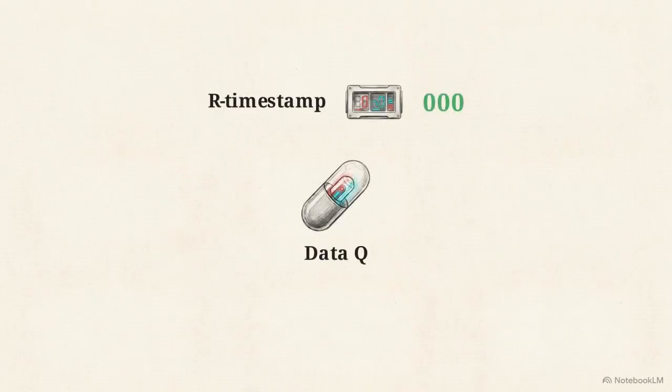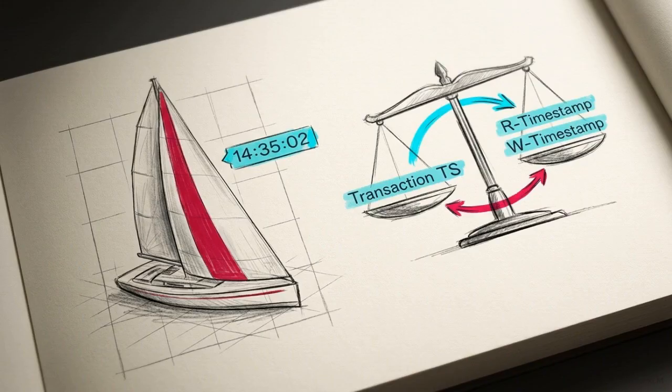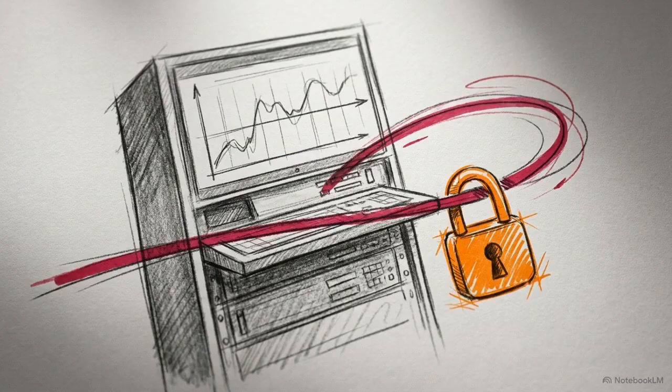Every data item maintains an R timestamp. This is a digital log of the most recent transaction to read this specific coordinate. It also tracks a W timestamp, recording the timestamp of the last transaction to modify its value. As a boat navigates, the system constantly compares the transaction's timestamp against these two stored values. These tags allow the concurrency control manager to determine if a transaction is attempting to access data in a way that violates the chronological order.